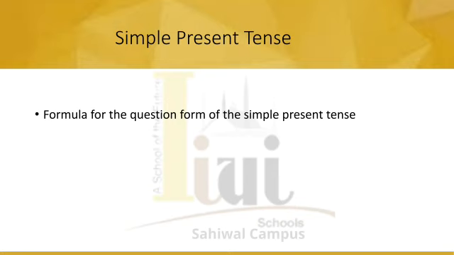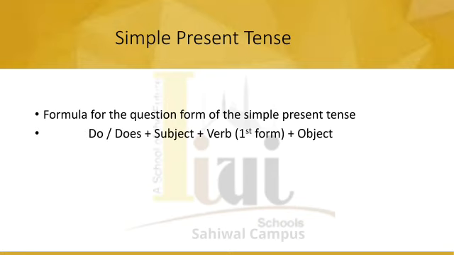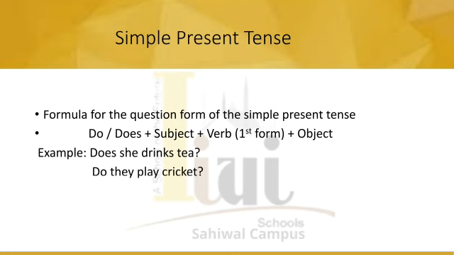Formula for the question form of the simple present tense. First we write do or does, then subject plus verb first form plus object. For example, does she drink tea? Here she is a singular subject, so we write does. Do they play cricket? They is a plural subject, we write do.